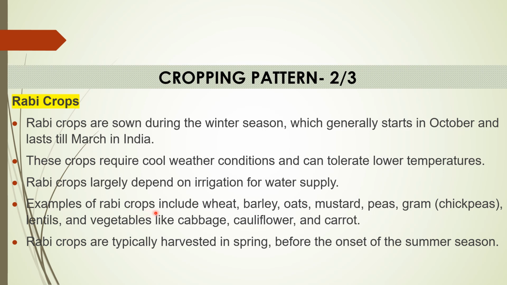Examples of rabi crops include wheat, barley, oats, mustard, peas, gram, chickpeas, lentils, and vegetables like cabbage, cauliflower, and carrot. Rabi crops are typically harvested in spring before the onset of the summer season.